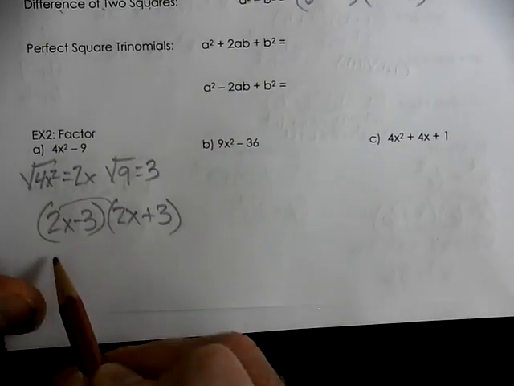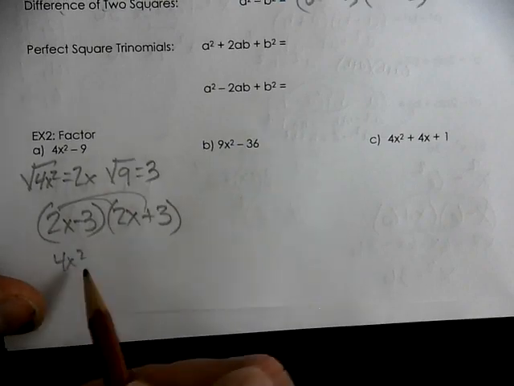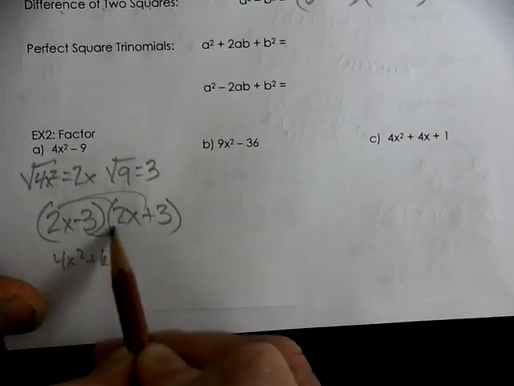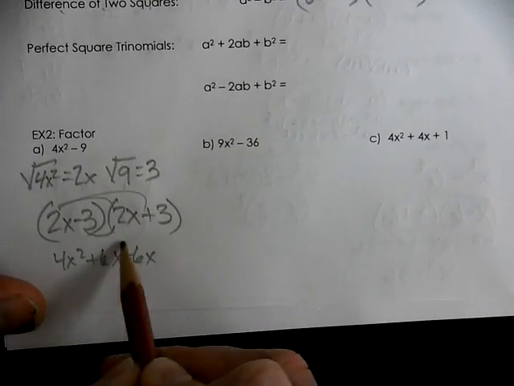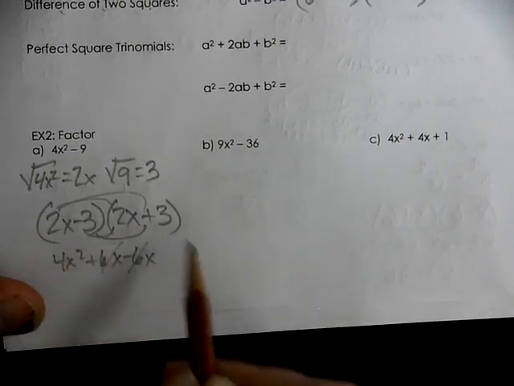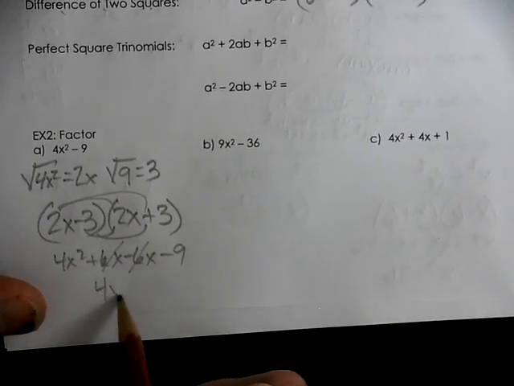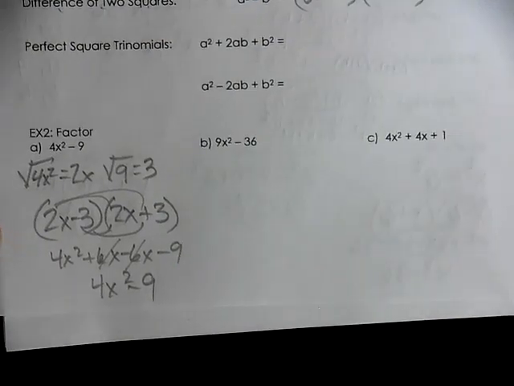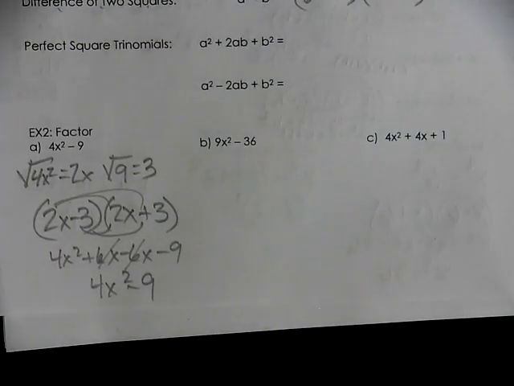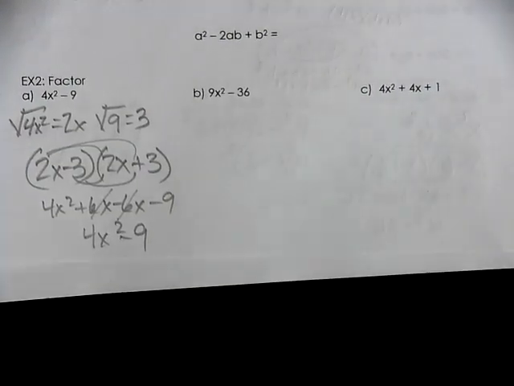And if you take time to FOIL that together, you'll see that those middle terms will cross out, and you'll be left with what you started with, 4x squared minus 9. You can always check your work.